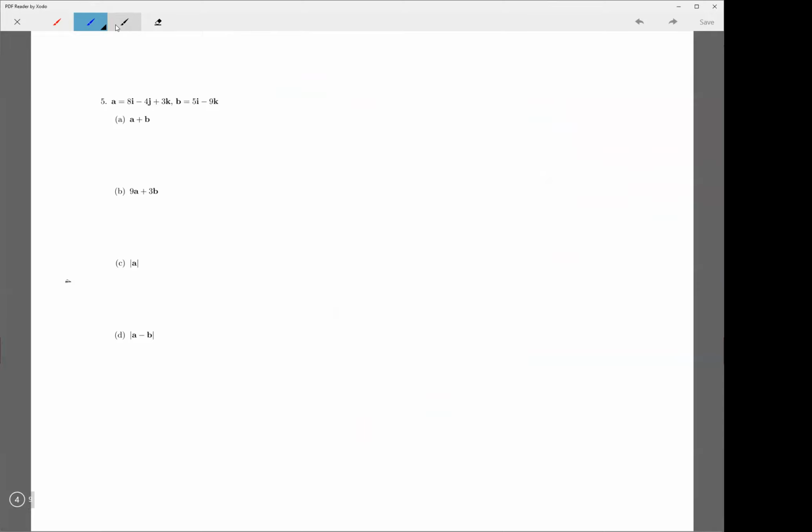Okay, so here they just have us doing a bunch of operations on these 2 vectors. So first of all, A plus B, just adding them together. And I suppose that we can flip it to the other format. So adding them together, you're adding the i's together, that's going to be 13. The j's is -4, and the k's is -6. So I believe you can just put it in as the vector form: 13, -4, -6.